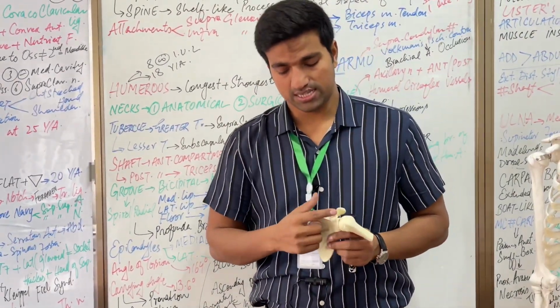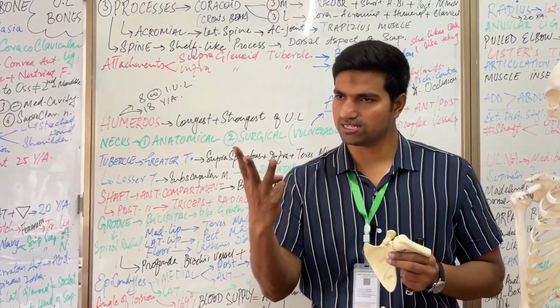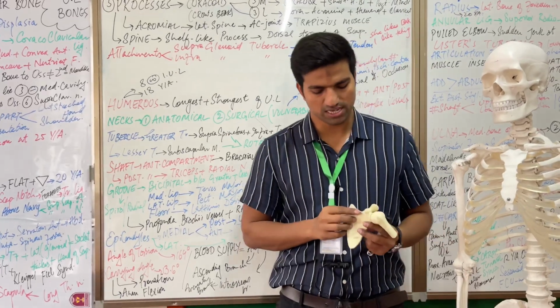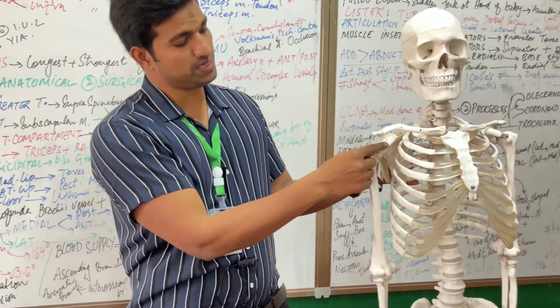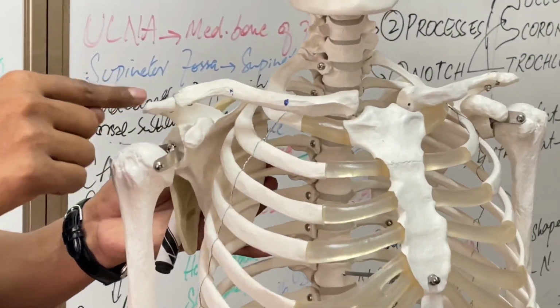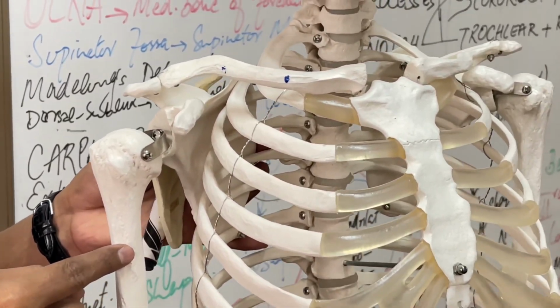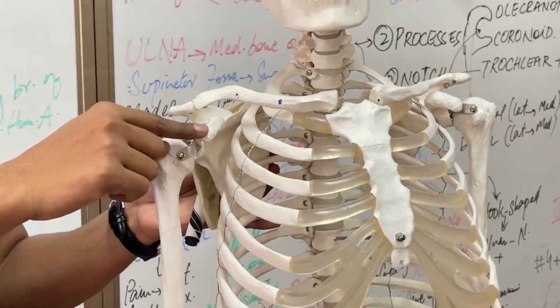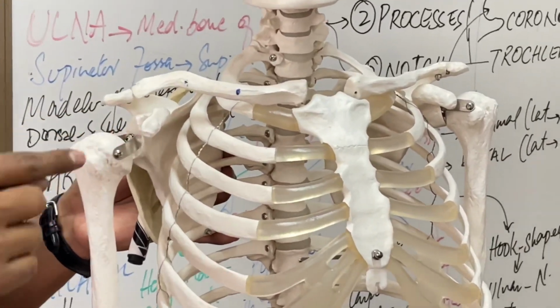This one provides the insertion for 3 muscles and 3 ligaments. If we talk about the 3 ligaments, number one you should look at here. The 3 ligaments are the coracoclavicular ligament, coracoacromial ligament, and coracohumeral ligament. So the coracoid process provides insertion for the 3 ligaments: coracoclavicular, coracoacromial, and coracohumeral ligament.